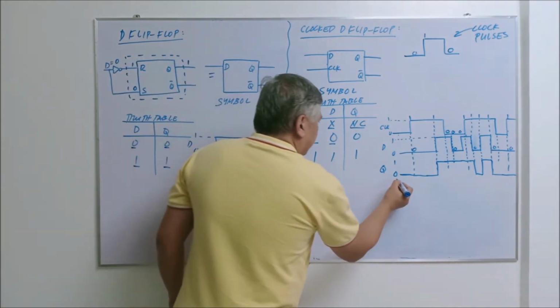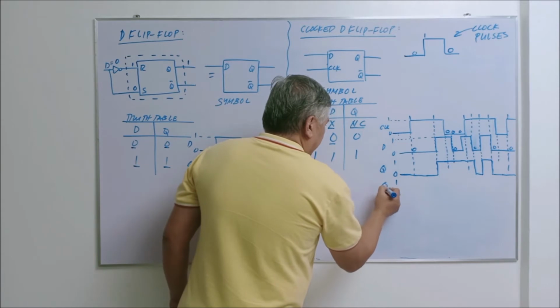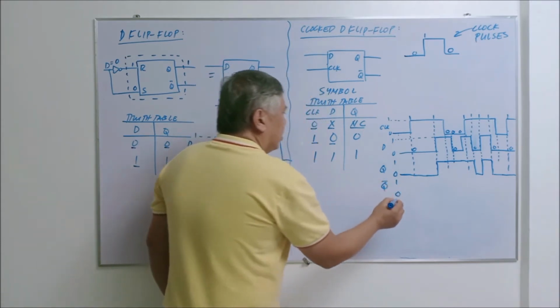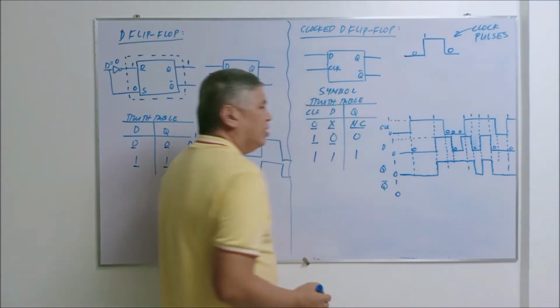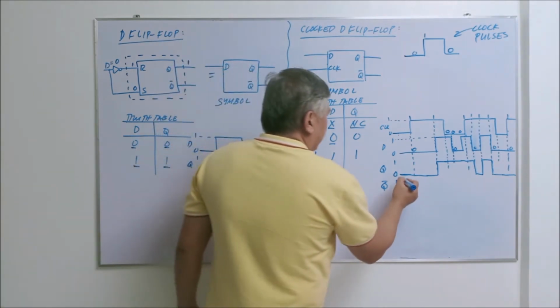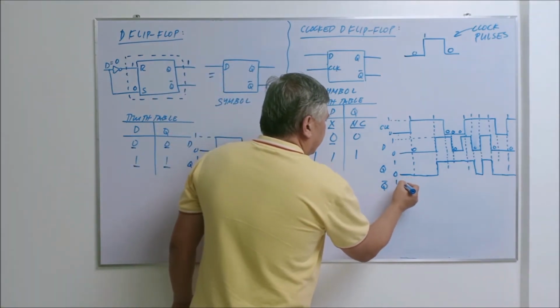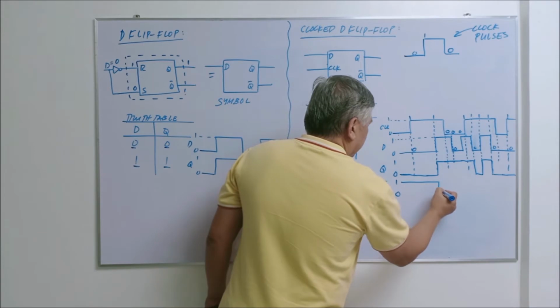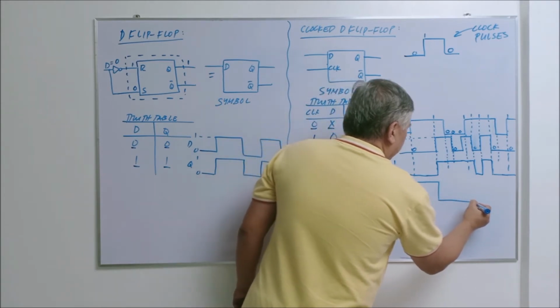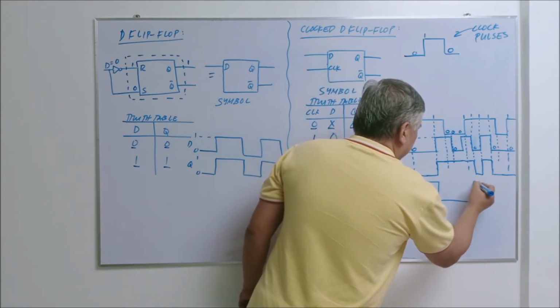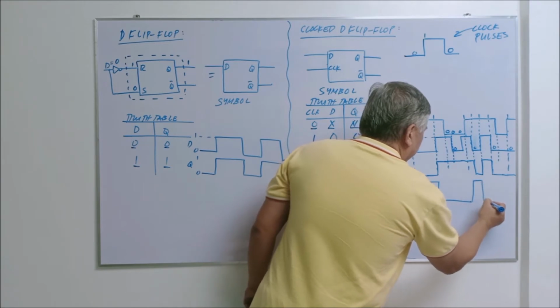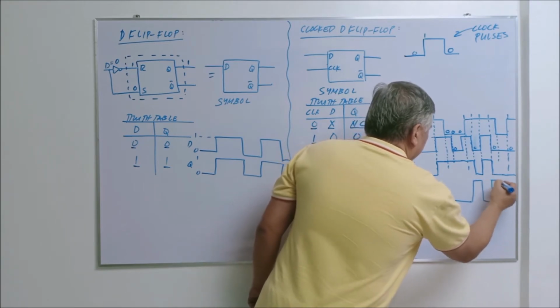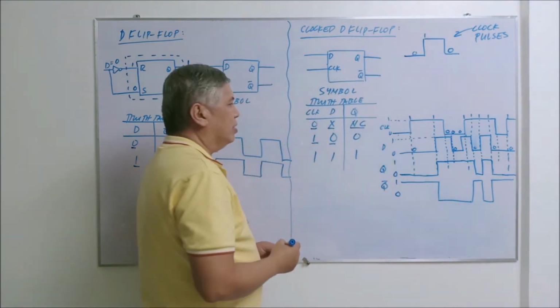Your Q bar will be just the opposite of your Q. So, if Q starts at 0, Q bar will start at 1. It will go down, then it will go up, then go down, then go up. So that will be your Q bar.